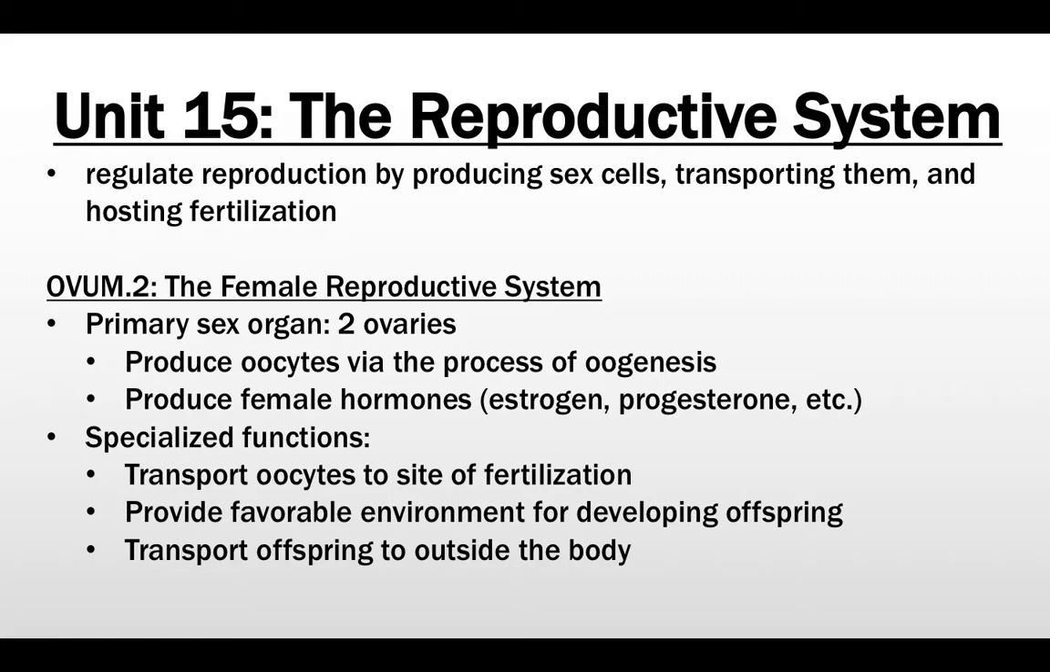The female reproductive system has some additional specialized functions. So for instance, we have to transport the eggs to the site of fertilization. We have to provide a favorable environment for developing offspring. So we have to ensure that there's blood supply. We have to ensure that we can screen out toxins or any sort of waste products from affecting our developing fetus. And then lastly, when it's time to give birth, we have to have reproductive organs that are capable of stretching and pushing enough to transport that baby outside of the woman's body.